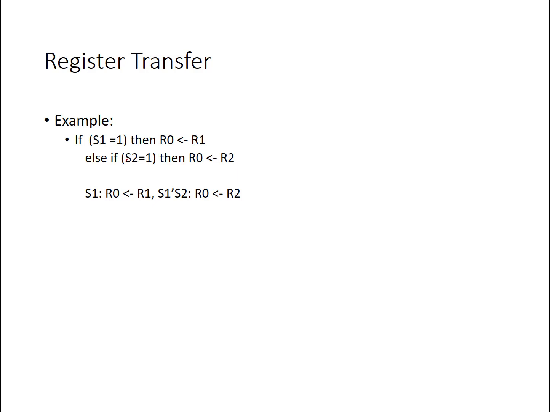If S1 is not 1 and if S2 is 1, then we're going to transfer R2 to R0 instead. Now in RTL, we can also express this more compactly as follows. The signal, the variable before the colon, is what determines if the following RTL statement occurs or not. So in this case, if S1 is 1, then register R1 is transferred to R0. If S1 is 0, then the contents of R0 and R1 are maintained.